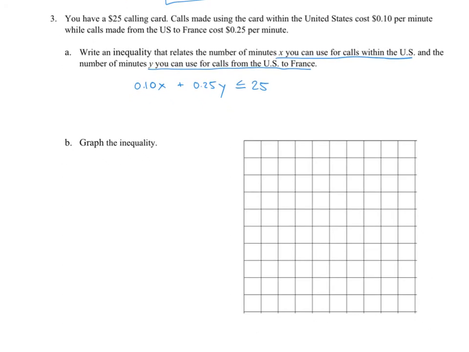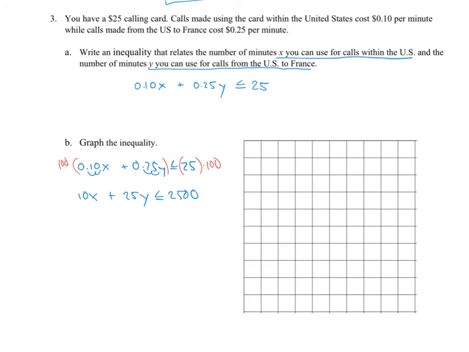And now we want to graph it. I'm going to recopy it. To make this easier to graph, I think I'm going to multiply both sides by 100 to get rid of my decimals. So I end up with, moving the decimal 2 places, 10x plus, moving the decimal 2 places here, 25y is less than or equal to 2,500.